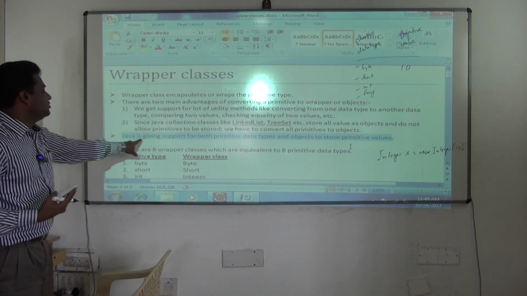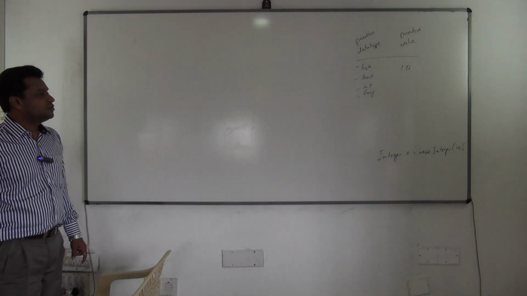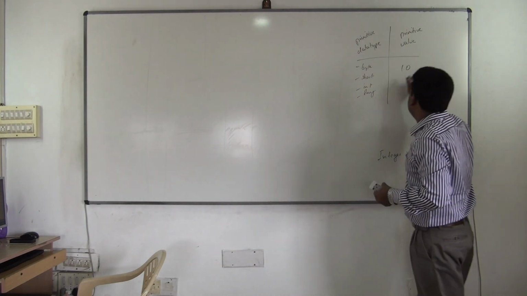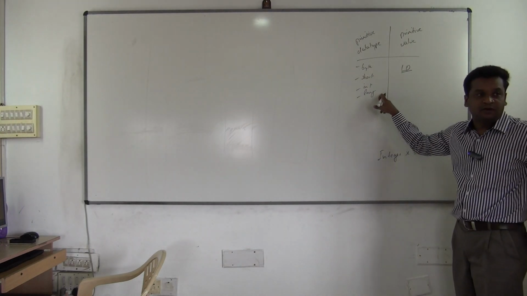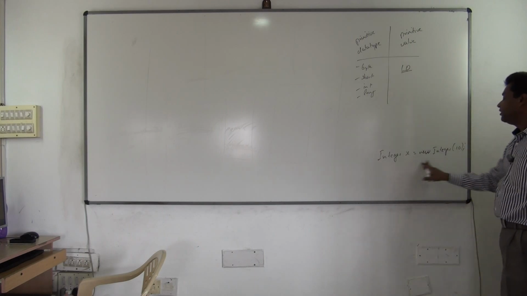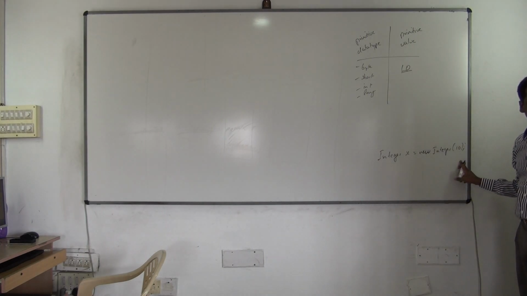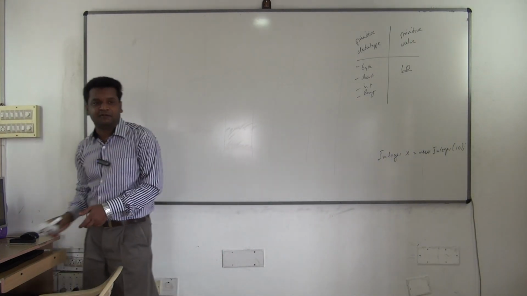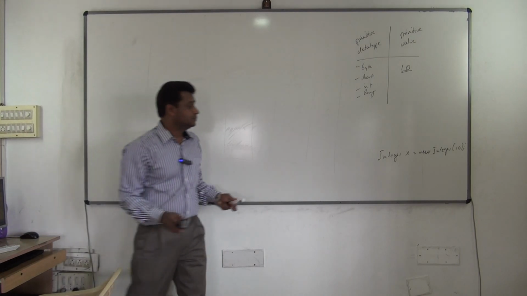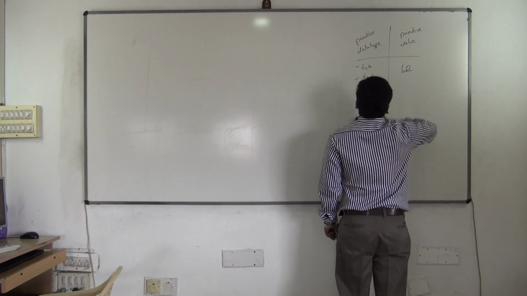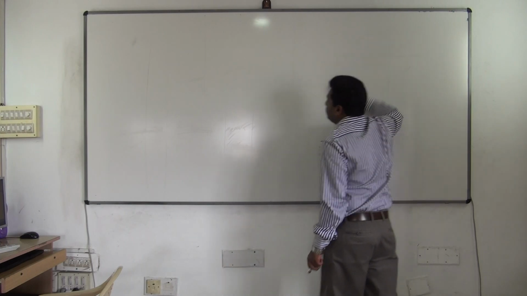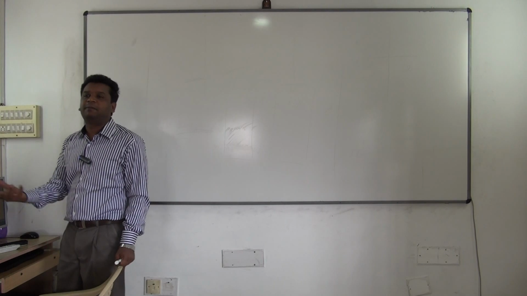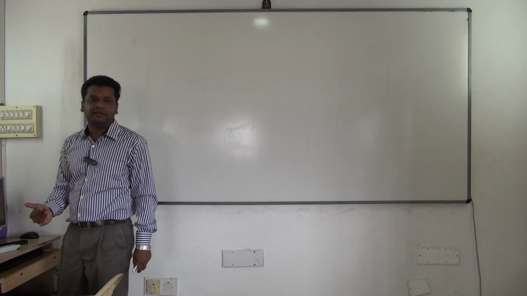So this point is very, very important now. Java gives support for both primitive data types and objects to store primitive values. Understood? These are the primitive data types. To store this value of 10, you already have these 4. But now you can also store it in wrapper classes. That's the meaning of that point. And you know why we store it? There are plenty of advantages. So for every primitive type, there is one wrapper class. How many primitive types are there? 8. So that's why I got 8 wrapper classes.